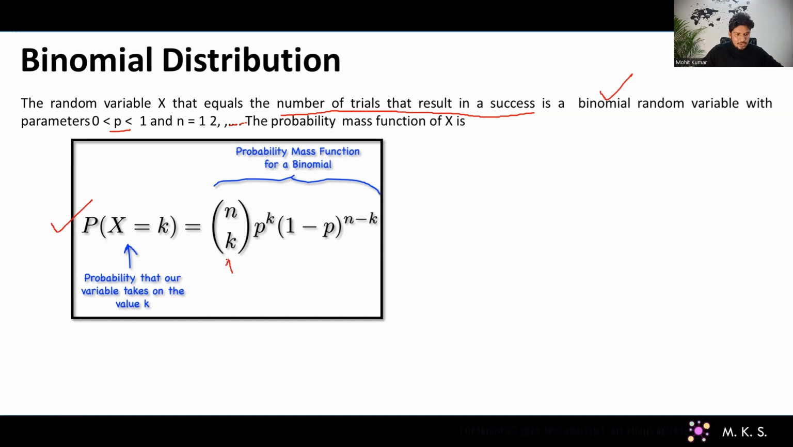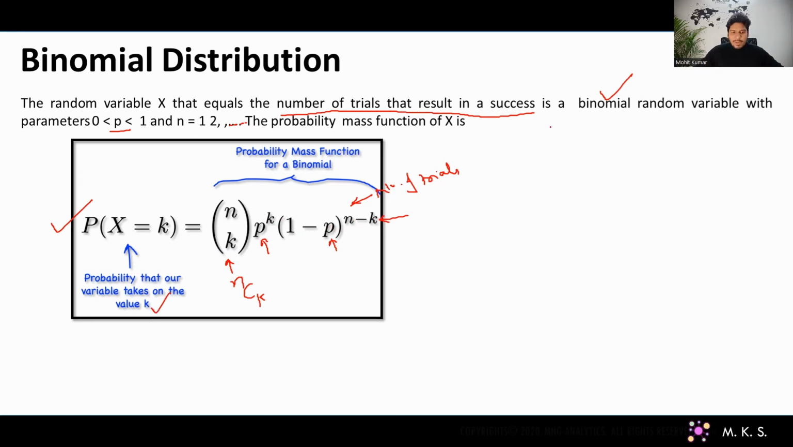So this is your combinatorial part. So NCK, if you recall your 10th or 11th standard, there was probability and permutations and combinations. So from that only, this is NCK, right? And this is the probability of success, and 1 minus P is the probability of failure. Here N is what? Number of trials. And here K represents the value that our variable will take, right?